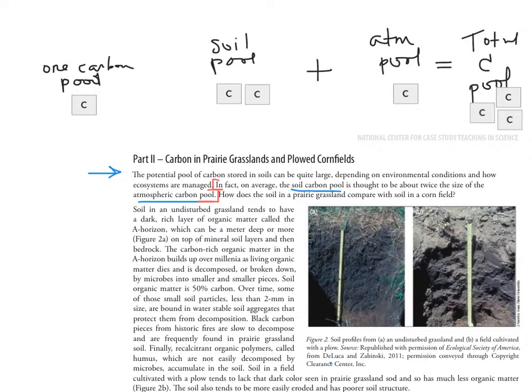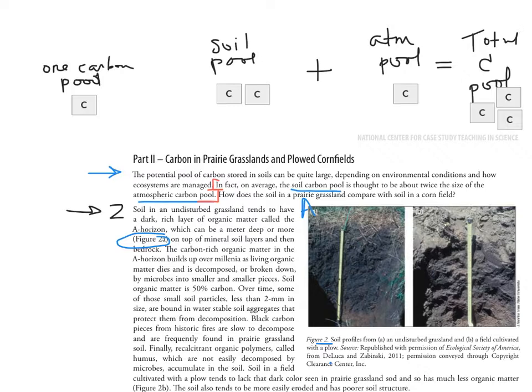Let's go on to our second paragraph right here. Soil in an undisturbed grassland tends to have a dark, rich layer of organic matter called the A horizon, which can be a meter deep or more. So figure 2A. So here is our figure 2, and here is our image A. Yeah, that does kind of look like it's really dark.